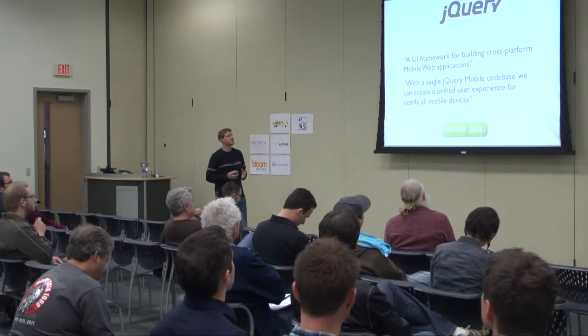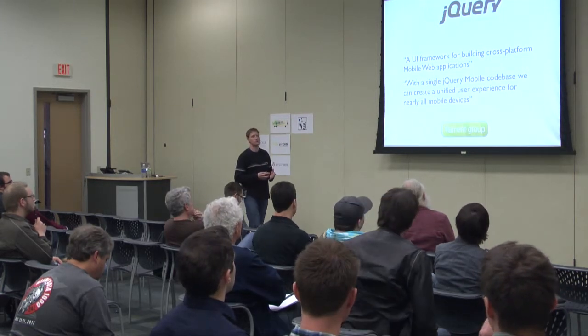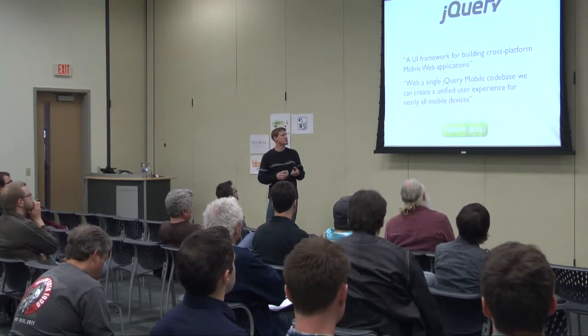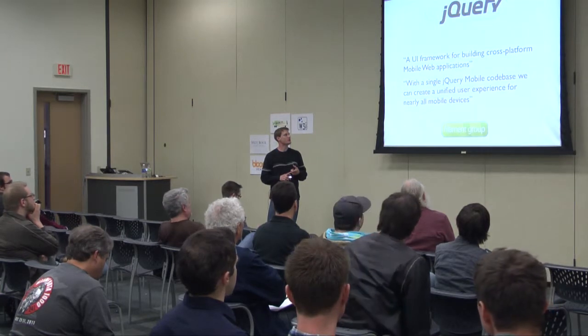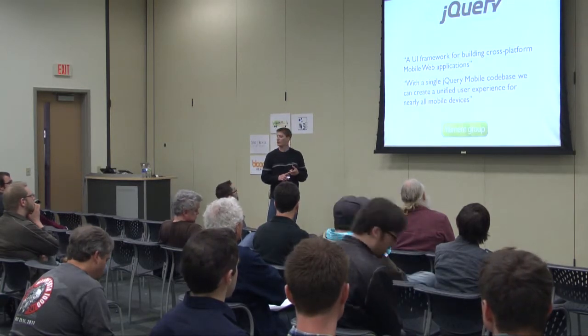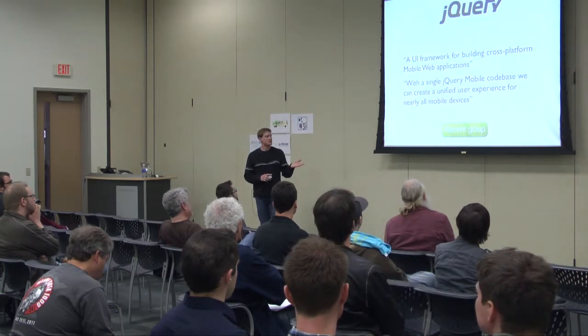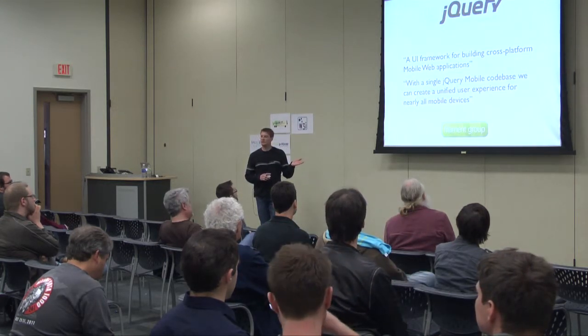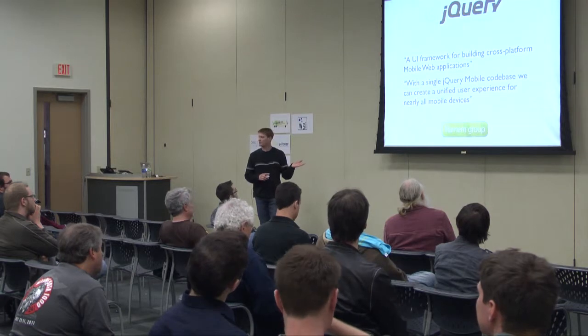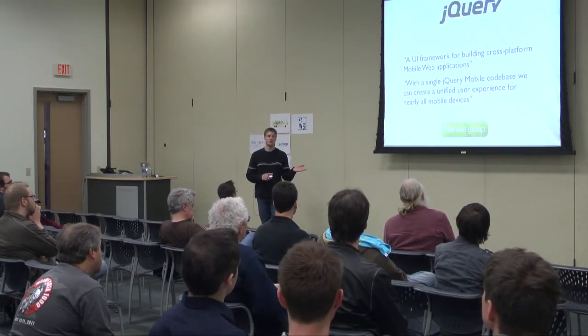jQuery Mobile is a UI framework for building cross-platform mobile web applications. With a single jQuery Mobile code base, we can create a unified user experience for nearly all mobile devices. That's what jQuery Mobile is, and the lead behind this project is the Filament Group. They're a software development company in Boston.